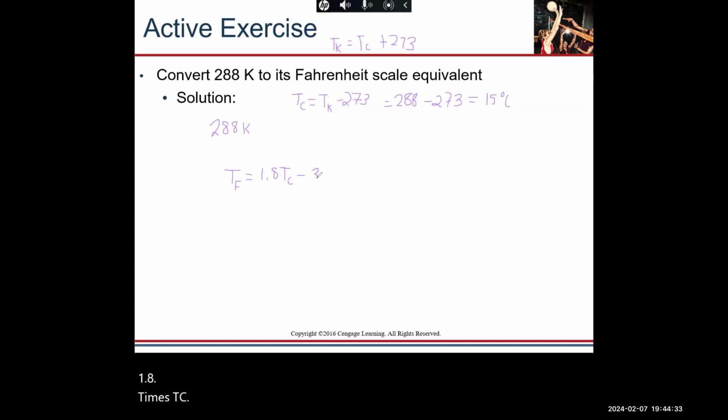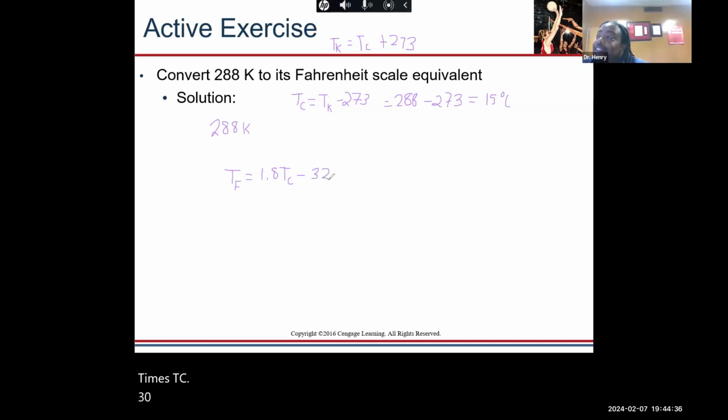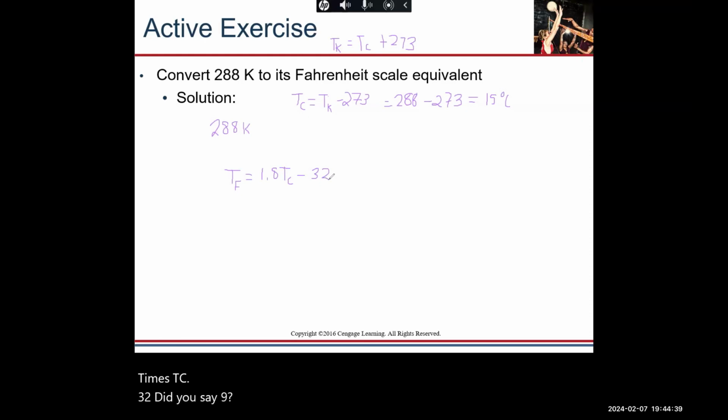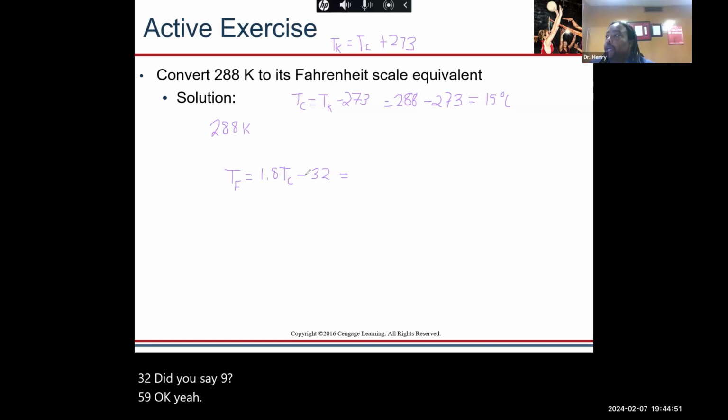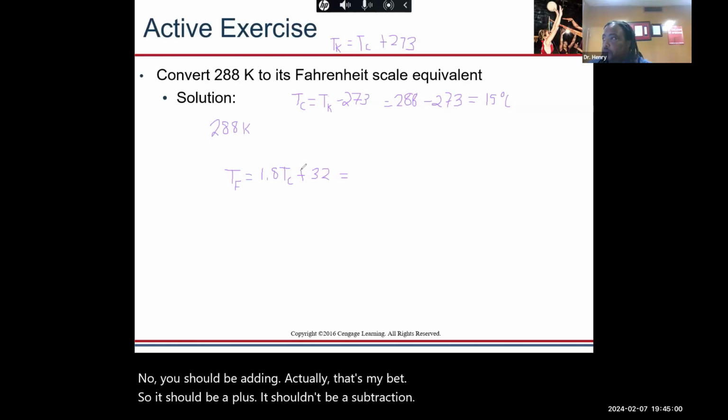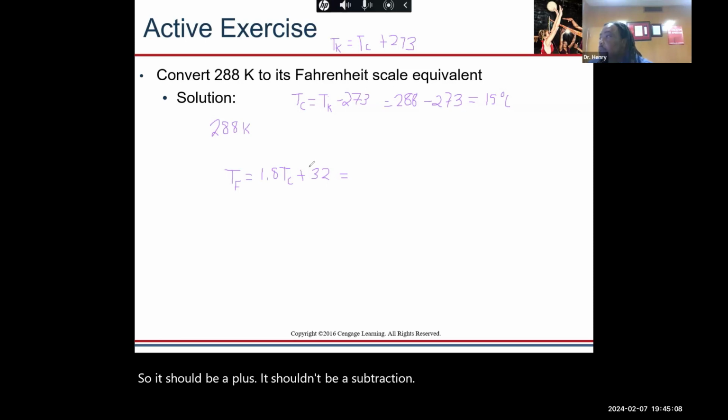Is it 59? Plus 32. Did you say 9? I said 59. 59. Okay. Yeah. Oh wait, no, I added instead of subtracting. No, you should be adding, actually. That's my bad. So it should be a plus, it shouldn't be a subtraction. So you got 59 degrees Fahrenheit. Good job.